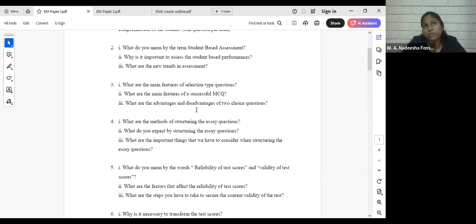When we talk about main features, all responses should be of the same type. If one response is in figures, the other response is in words. That is not a good, successful MCQ. So all responses should be of the same type. Then the stem and the responses should cover the whole sentence. It should complete the sentence.